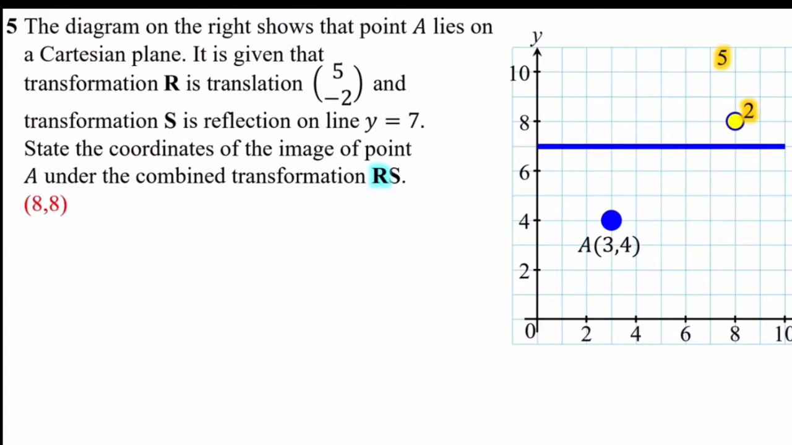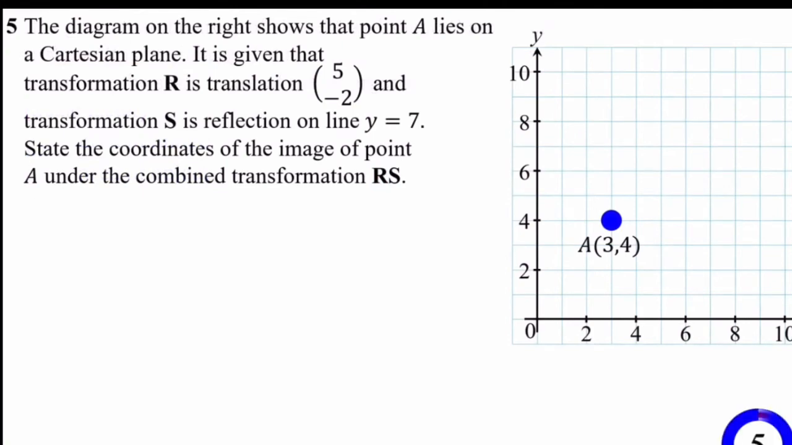So we need to write the final image for this question. Now in the SPM exam, you can write like this. You start with the object A, 3, 4. After you do S, you will get the first image, right? After you get the first image, you can write down, maybe they can give you 1 mark for the A prime.